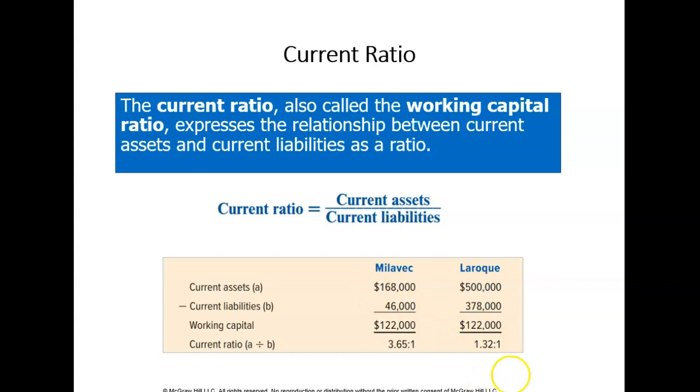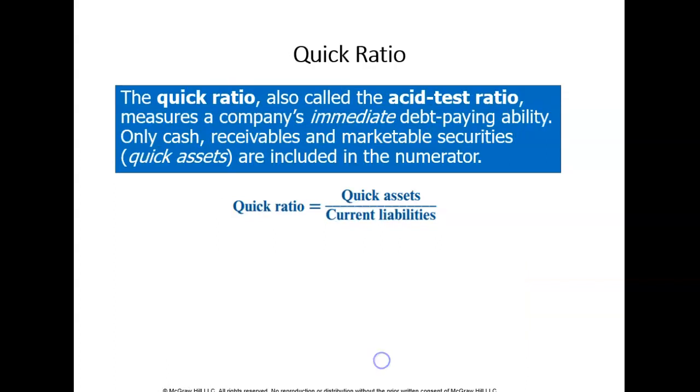Okay. So if I'm a creditor and I can only loan one company money, I would choose the first company because they're showing more of the ability to take care of their current obligations as those obligations become due.